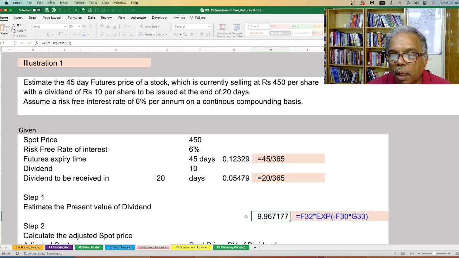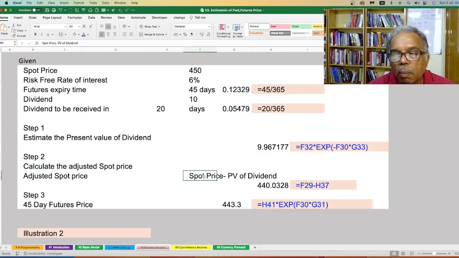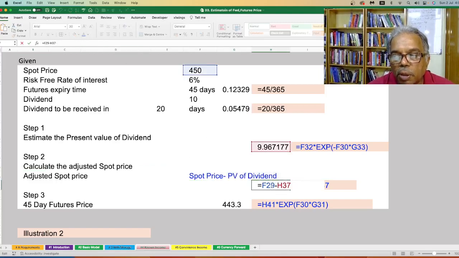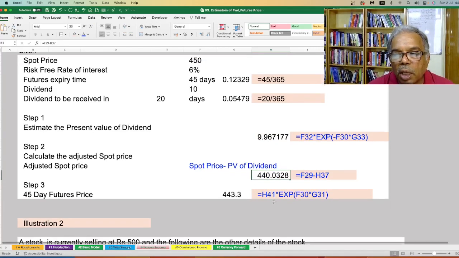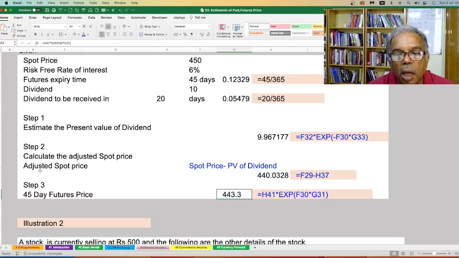So we simply calculate 10 into exponential minus R, which is 6%, into the time. Whenever we discount using continuous compounding, we use exponential minus RT. Now, the second step is to calculate the adjusted spot price, which is nothing but spot price minus present value of dividend. We calculated already the present value of dividend: 450 minus 9.96 will give you 440.303.